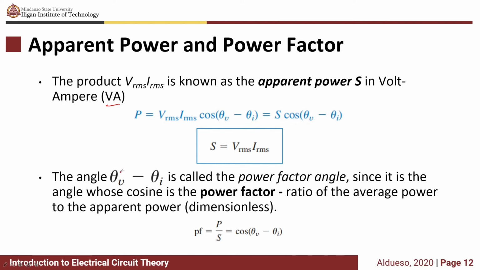The angle theta V minus theta I is called the power factor angle, since it is the angle whose cosine is the power factor. So this cosine of theta V minus theta I is our power factor. The power factor is the ratio of the average power to the apparent power, so it has no unit. Our PF is equivalent to P over S, or equal to cosine of theta V minus theta I.